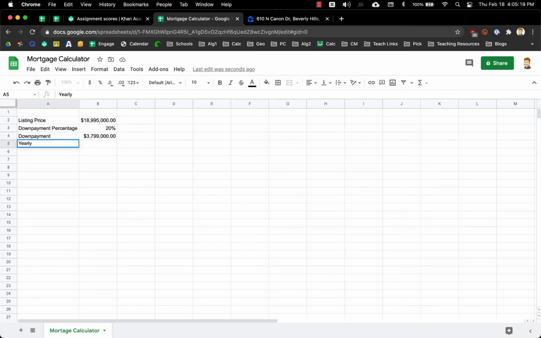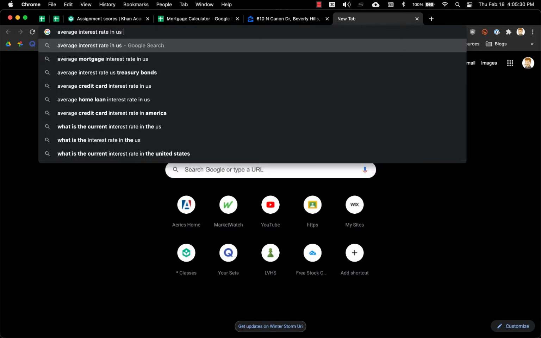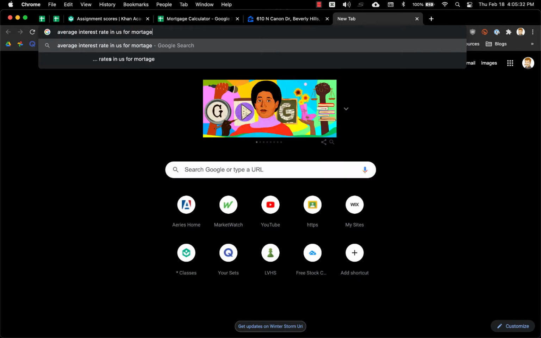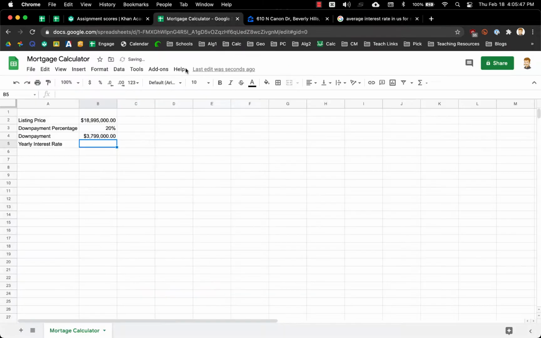Let's pretend we know our yearly interest rate. I'm just going to Google average interest rate in US for mortgage. I can't spell mortgage. Really? I am overpaying for my house. Why? It was in 2018. Oh, it's dropped so much. That's because of COVID. Okay, well, that's the percentage. I'm just going to copy, paste, and go with it.